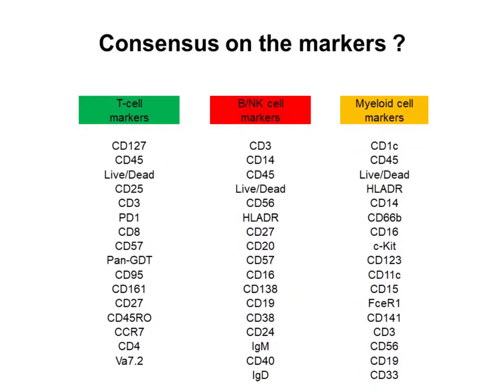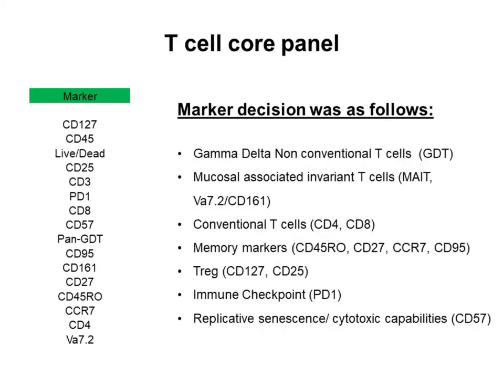I showed you a little bit of how we try to get a consensus on the markers. These are the markers we have used for our core panels: the T cell, the B and NK, and the myeloid cell markers we have tested. This is for human, but we have some others for mouse. So I will talk about the T cell core panel now. These are the markers I showed you in the previous slide, and these are some of the reasons why we choose the markers.